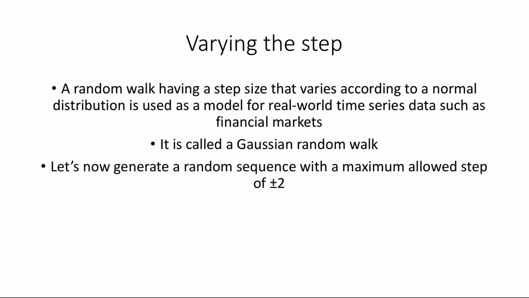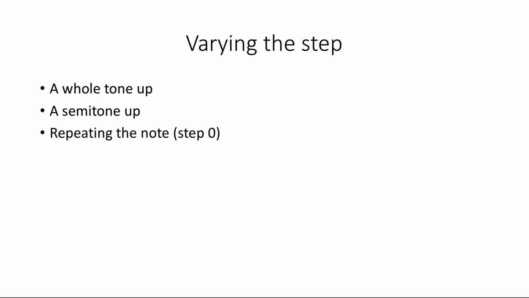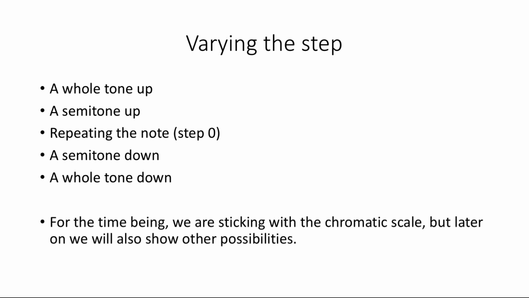Let's now generate a random sequence with a maximum allowed step of ±2, meaning that the possible steps from any given note are a whole tone up, which is a +2, a semitone up, +1, repeating the note, step 0, a semitone down, -1, and a whole tone down, -2. For the time being, we are sticking with a chromatic scale, but later on we will also show other possibilities.